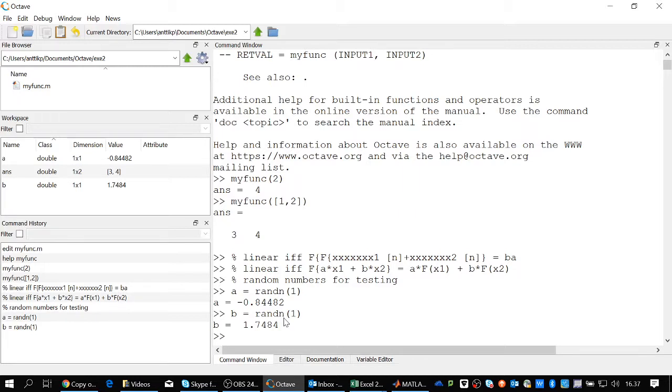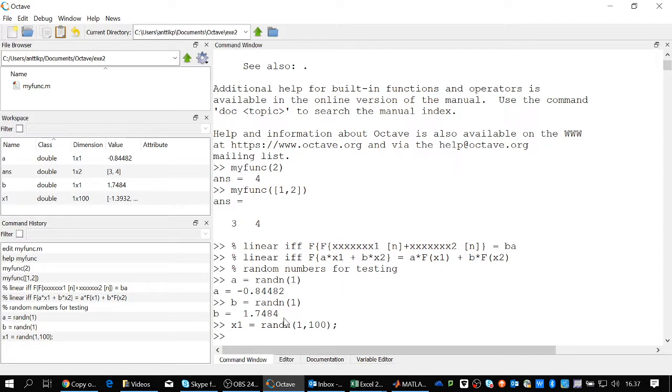Pseudo random numbers. No, but you can randomize it by, for example, starting with the seed number which is tied into your clock. Then it's more random. Makes sense, right? Okay, x1 is then more random numbers. For example, 100 random numbers. It doesn't really matter.